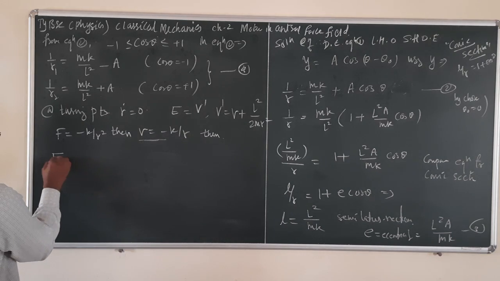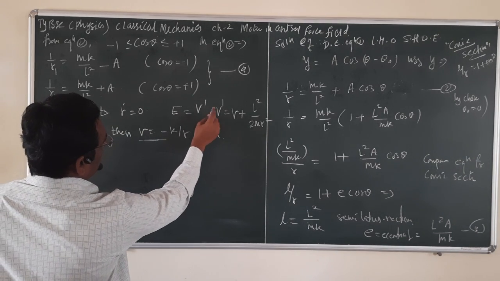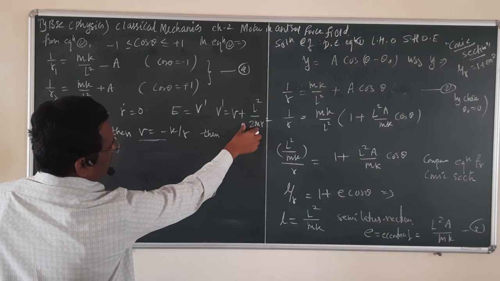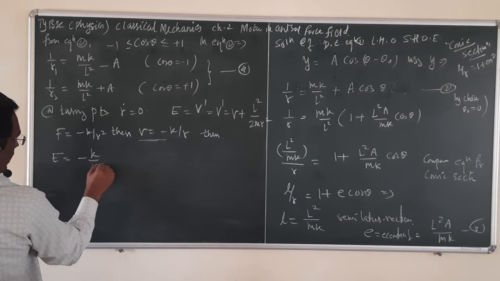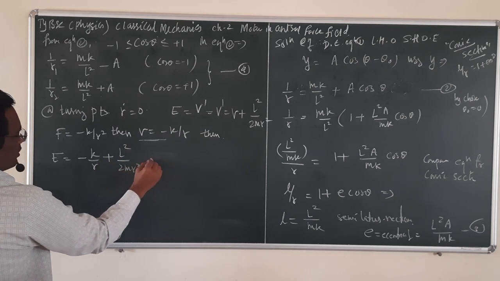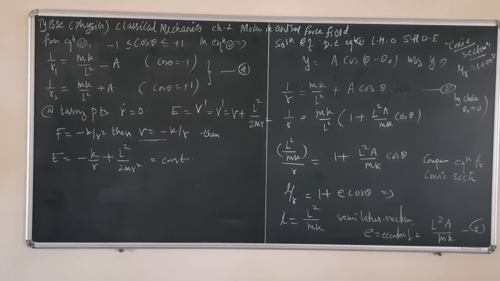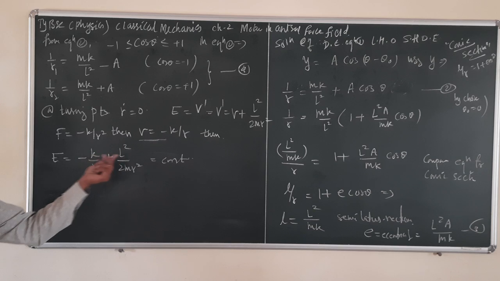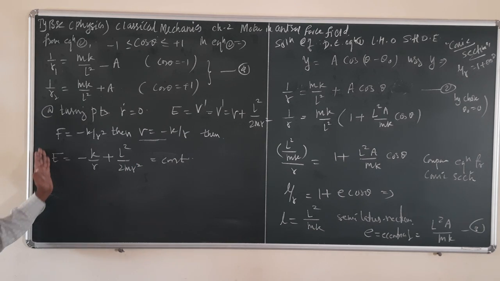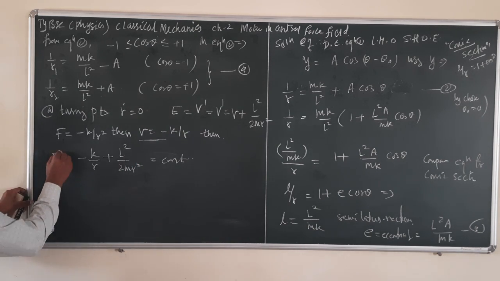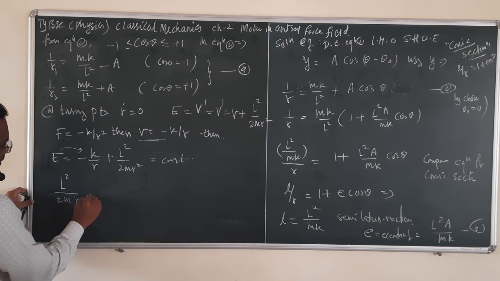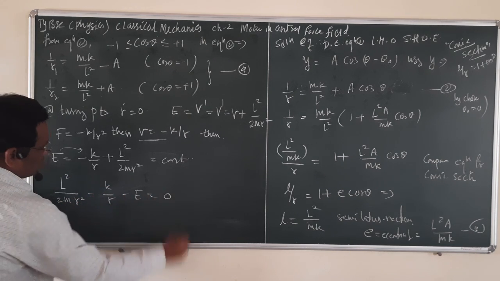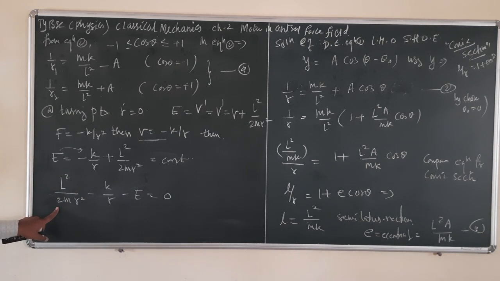Then we can say E is equal to V dash, which is V plus L square divided by twice M r square. Now V is minus k upon r, plus L square divided by twice M r square, and this is constant. If you take this energy to the right hand side, our equation becomes L square divided by twice M into r square, minus k upon r, minus E is equal to 0. And this is nothing but a quadratic equation in 1 upon r.